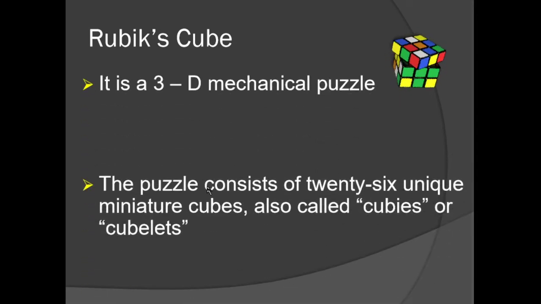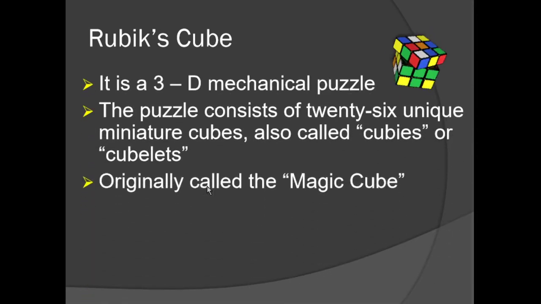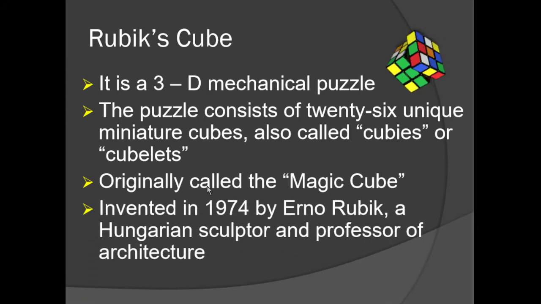Okay, so a Rubik's Cube is a three-dimensional mechanical puzzle. The puzzle consists of 26 unique miniature cubes, also called cubies or cubelets, originally called the Magic Cube. It was invented in 1974 by Erno Rubik, a Hungarian sculptor and professor of architecture.